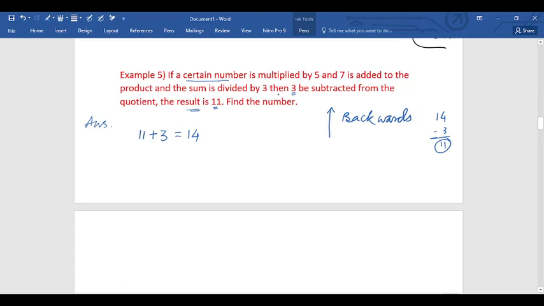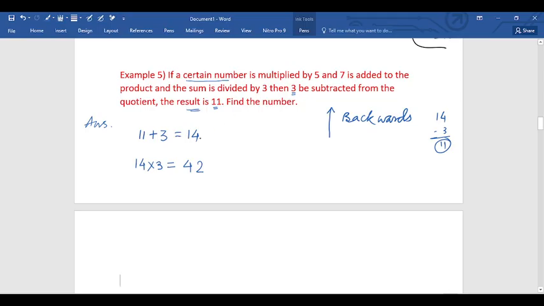Now the sum is divided by 3 and then we got 14. That means we have to multiply 3 with 14 to get that number. As we are going backwards, whatever they are saying, we will do the opposite only.